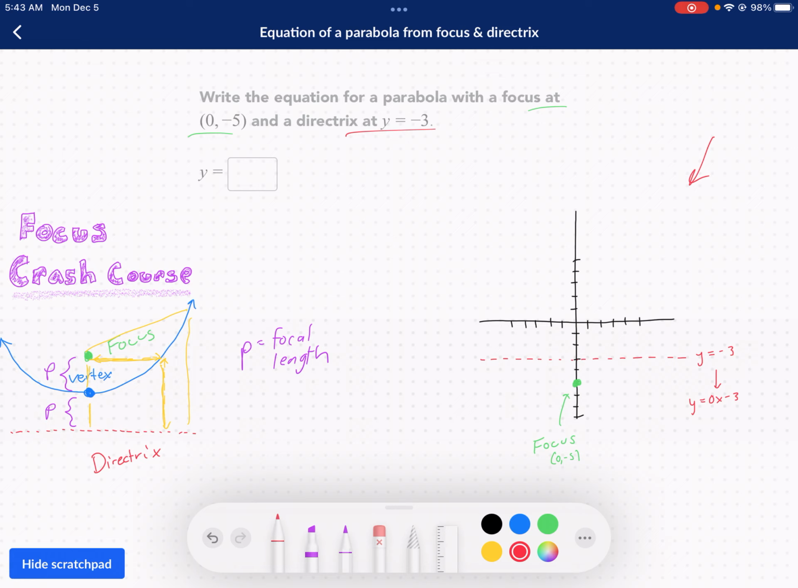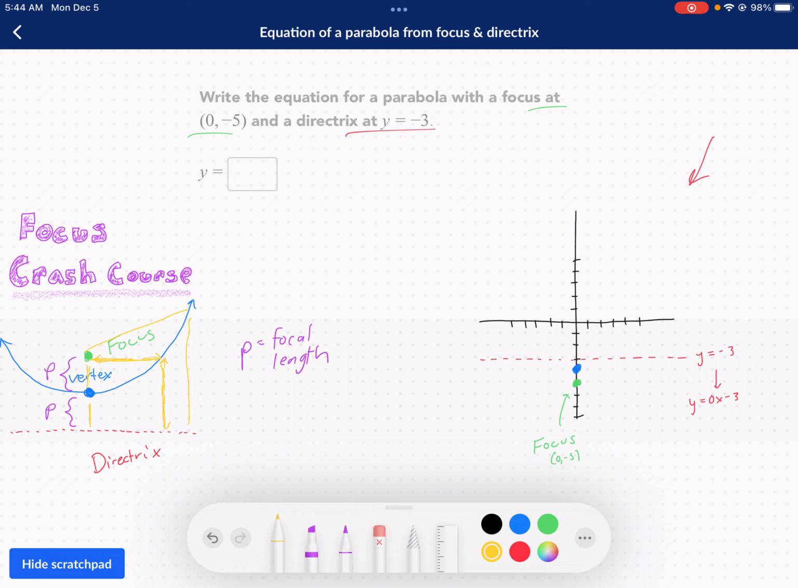One of the first things we need to know: our vertex is the same distance from the directrix and the focus. So what does that mean? It means our vertex splits the difference between our focus and our directrix. It's halfway in between. So here's our vertex, and I know it's the same distance. How do I do that?